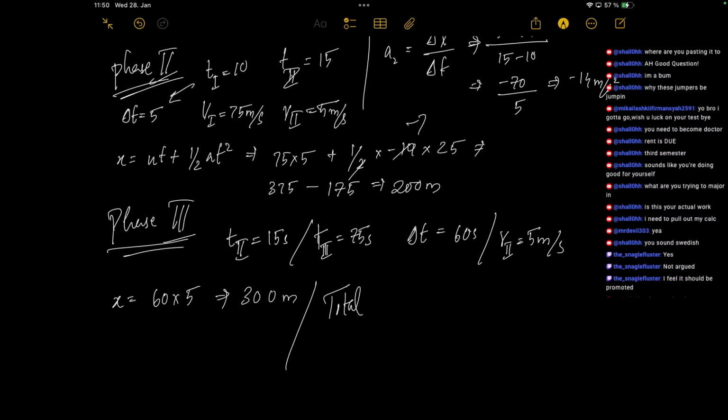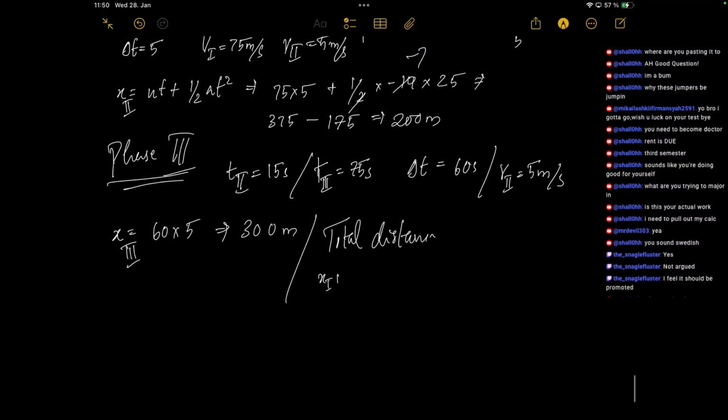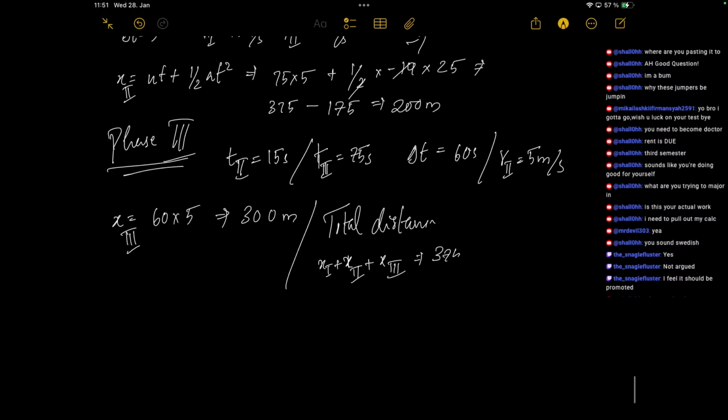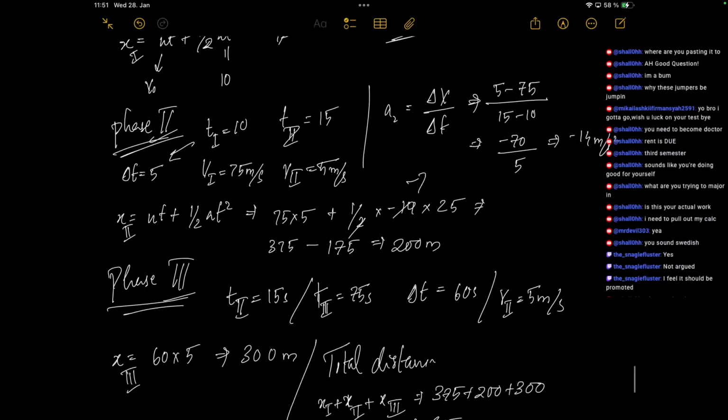Total distance: x1 plus x2 plus x3. 375 plus 200 plus 300. We got 875 meters. Is it true though? Sketch the acceleration-time, velocity-time, and displacement-time graph for this movement.